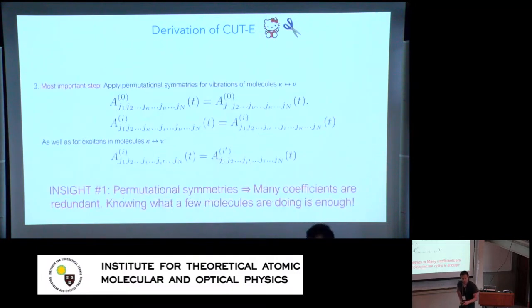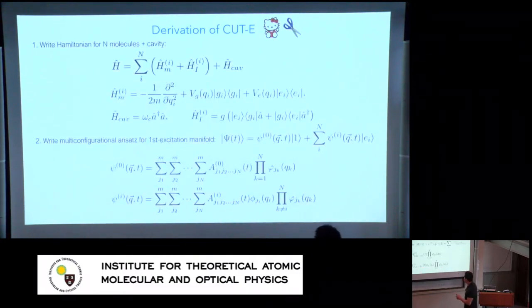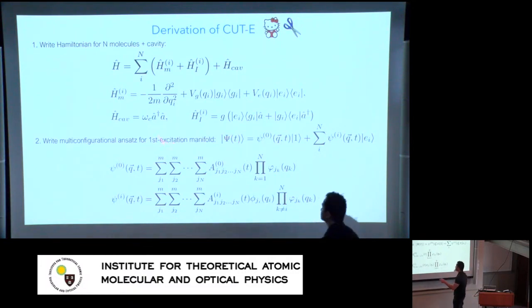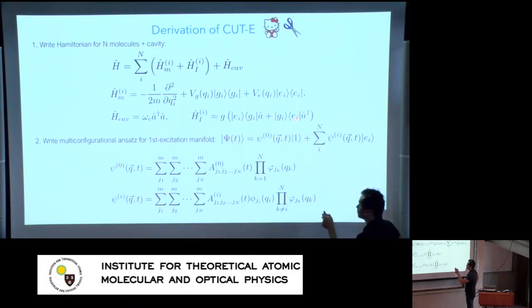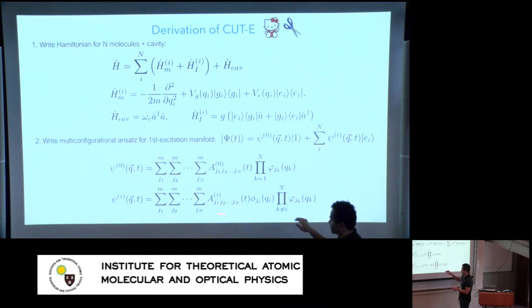Next, I'm going to write formally the many-body wave function of the entire cavity. What is the wave function of the cavity in the first excitation manifold? It is going to be a superposition of a photon state or an excitation in each of the molecules. And each of these coefficients is a multidimensional vibrational wave packet, composed of all the nuclear degrees of freedom of all the molecules in the cavity. So that sounds daunting, but we can still formally write a multi-configurational expansion for these wave functions.